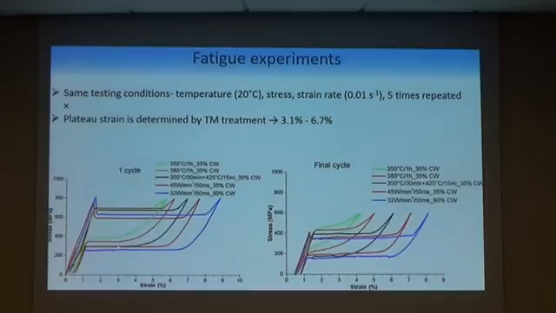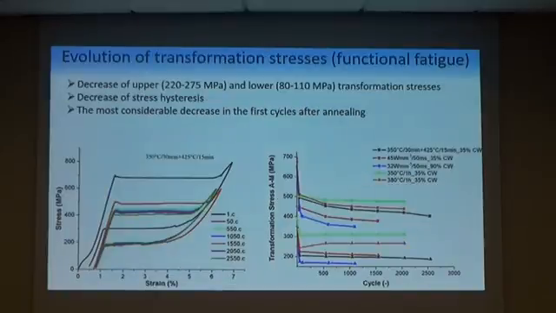The wire with 90% cold work exhibits the longest transformation strain, 6.7%. On the other hand, a wire annealed at low temperatures, precipitation hardened, shows the shortest transformation strain. You can also compare the evolution of the superelastic loop. This is the first cycle after annealing and the final cycle before failure. I will describe the evolution of superelastic loops during cycling, which is also called functional fatigue.